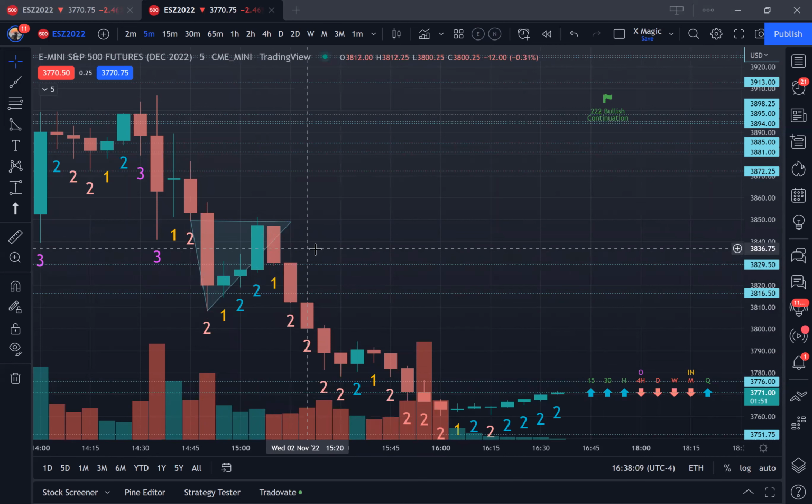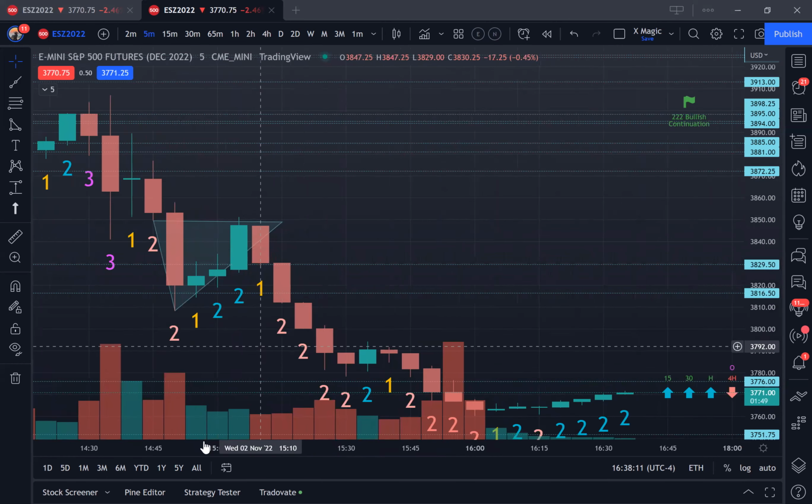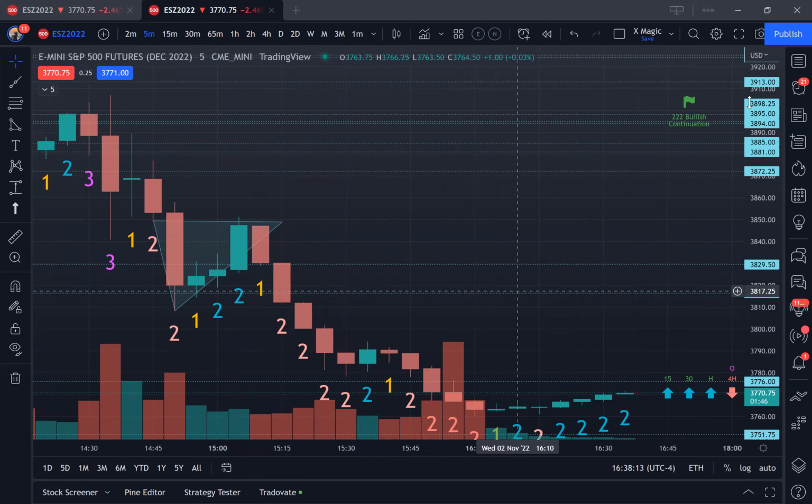And the way I trade it is the stop loss. Hold on, this plane passing by.